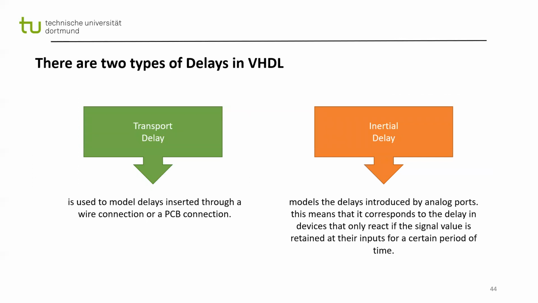There are two types of delays in VHDL, and those are the transport delay and inertial delay. Transport delay is used to model delays inserted through a wire connection or a PCB connection, whereas inertial delay models the delays integrated by analog ports. This means that it corresponds to the delay in devices that only react if the signal value is retained at their inputs for a certain period of time.